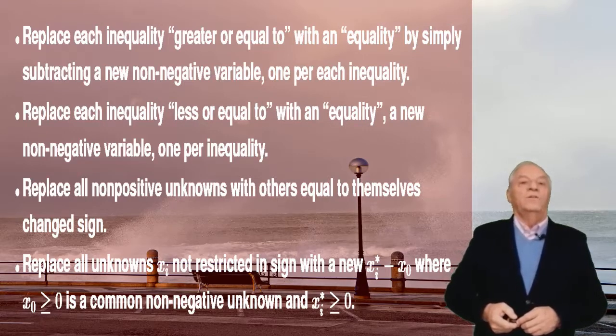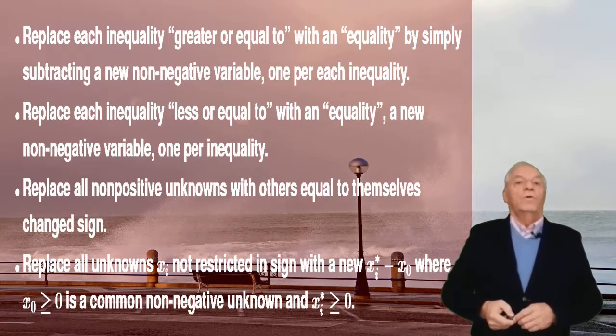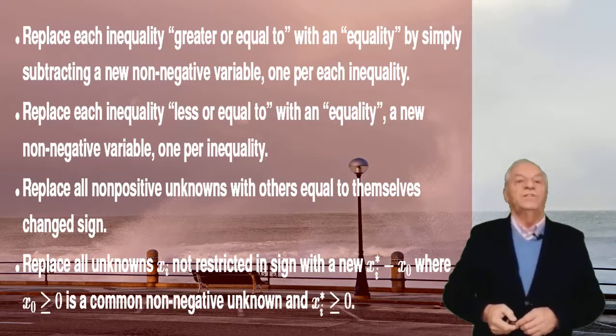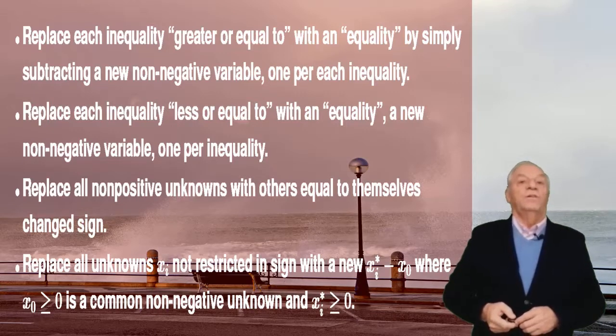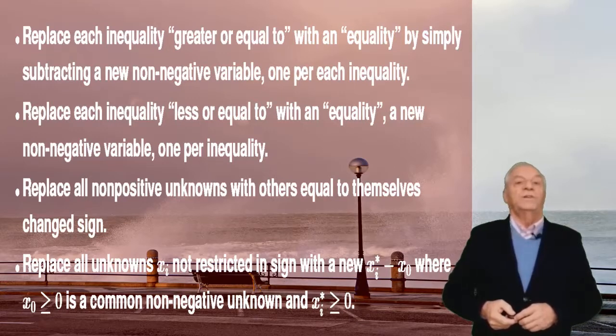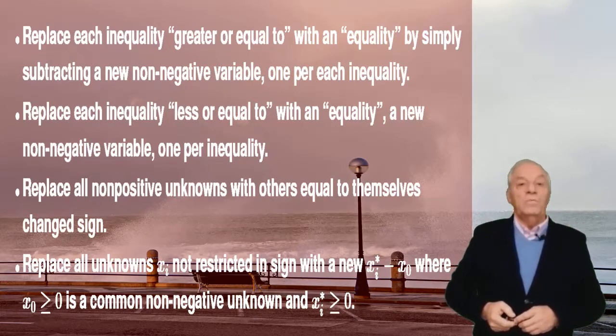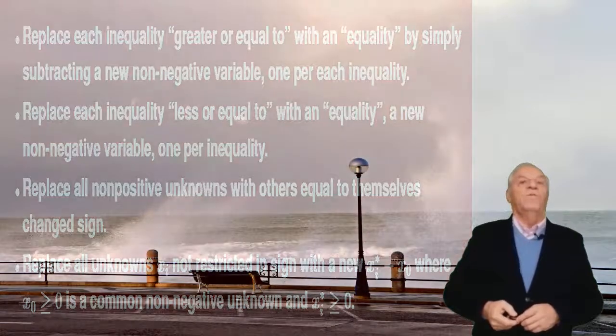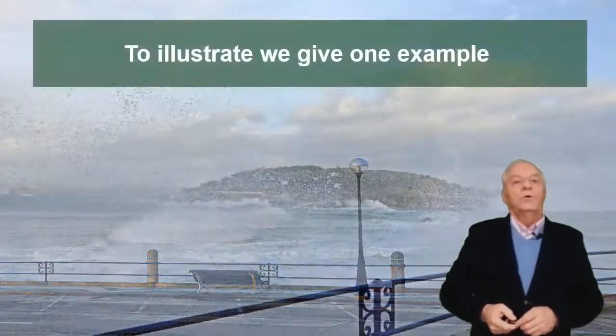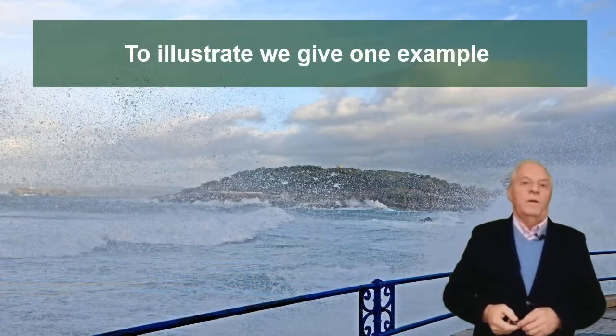Third, we replace all non-positive unknowns with others equal to themselves with changed sign. And fourth, we replace all unknowns xi non-restricted in sign with a new variable x asterisk minus x0, where x0 is a common non-negative unknown. Francisco Jubete has demonstrated that we can use a common unknown x0 for all of them. To illustrate, we give one example.